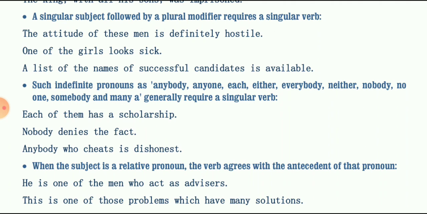Such indefinite pronouns as anybody, anyone, each, either, everybody, neither, nobody, no one, somebody, and many a generally require a singular verb. Each of them is plural, but the subject is each, so has will be used. Nobody denies, nobody is singular, so s or es is used in the singular verb. Anybody who cheats, anybody is singular, so we will use the singular verb cheats.